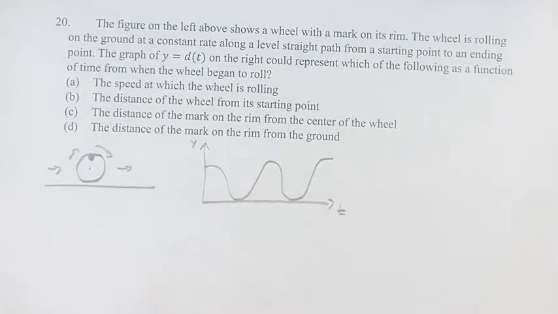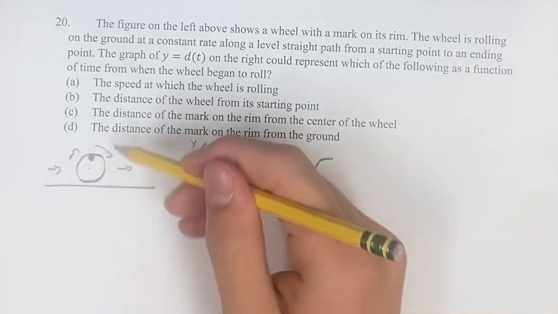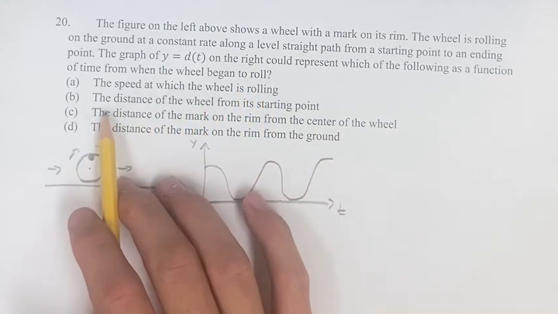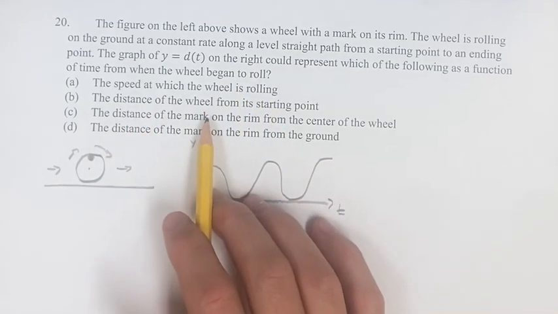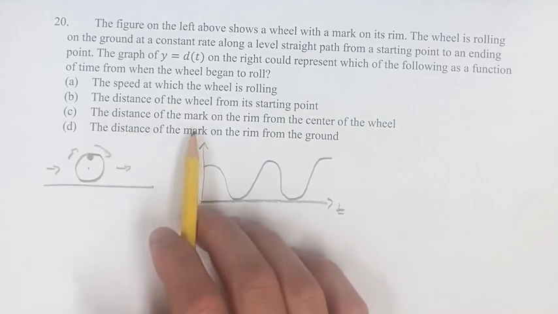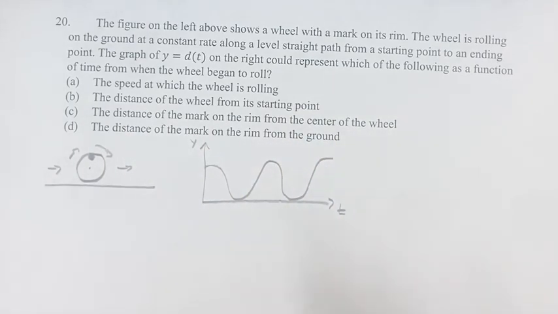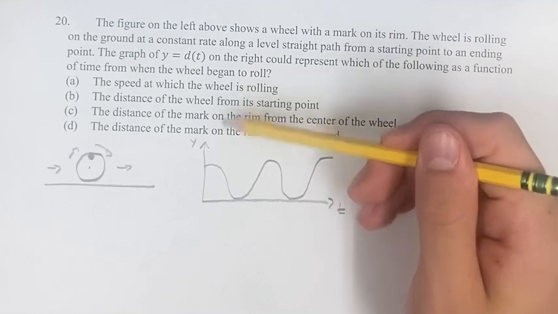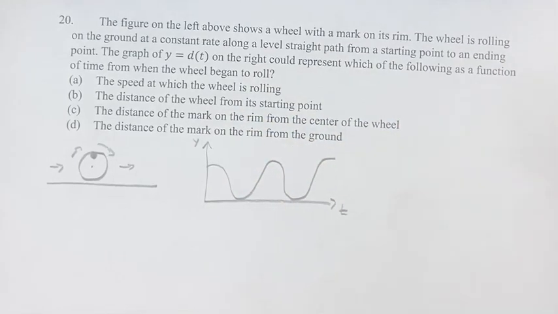We have this graph here, which is representing one of the qualities of this wheel, right? So our options are the speed at which it is rolling, the distance from its starting point, the distance of the mark from the center, and the distance of the mark from the rim on the ground. And one of these is going to be represented by this graph of y over time. So what we should do is think about what is the graph of all of these, and then hopefully one of these will line up.